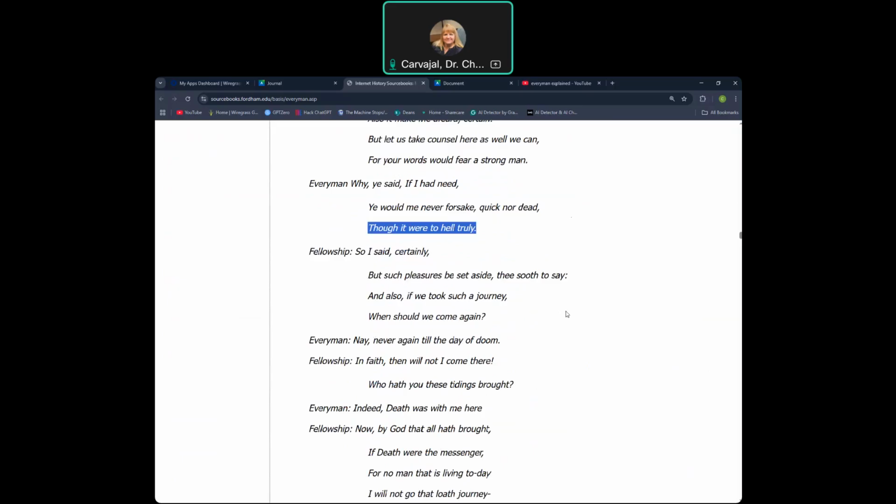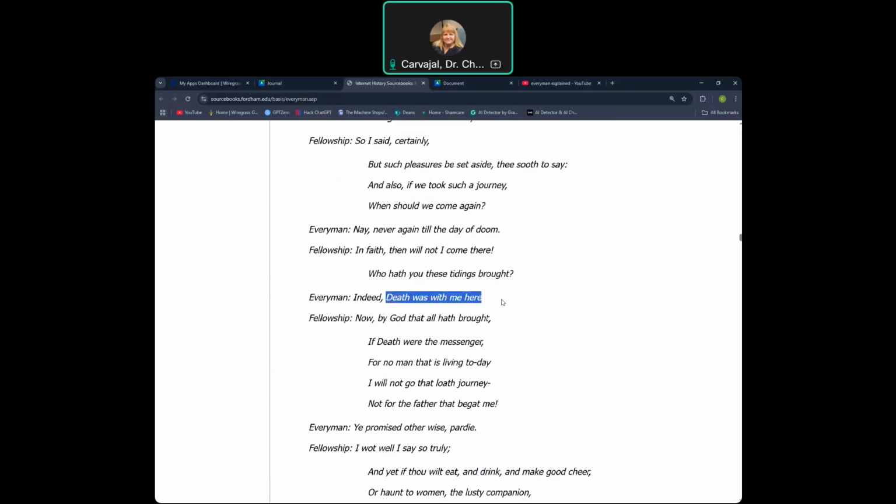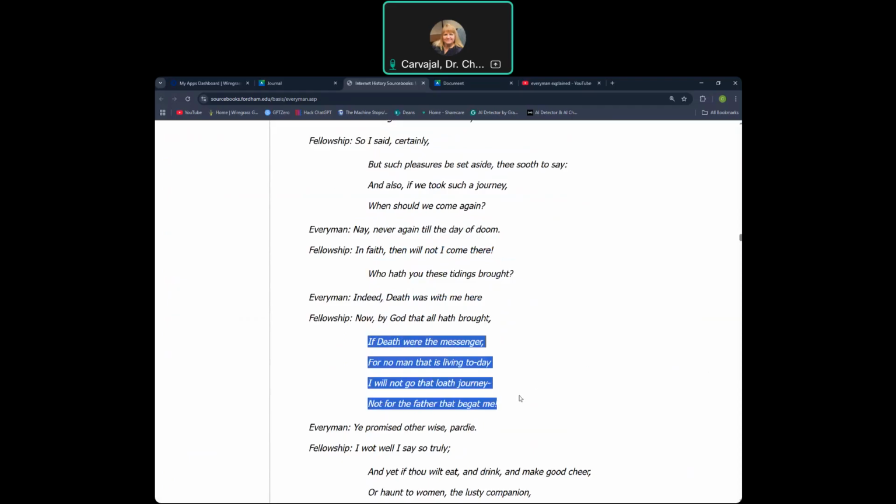"But if we took the journey, when would we come back?" "Oh, we can't come back. Never again till the day of doom." And he goes, "Then no, I'm not coming with you." "Who brought you this?" He goes, "Well, death's the one who told me I was here." "What? If death were the messenger, for no man that is living today, I will not go on that journey. Nope, not for my own dad, not for the father that begat me."